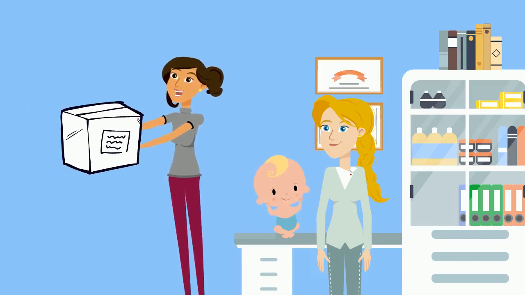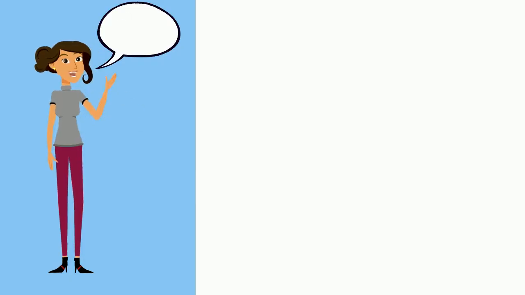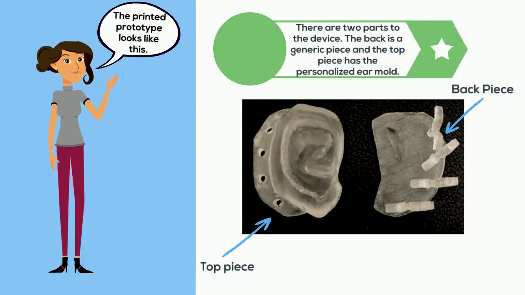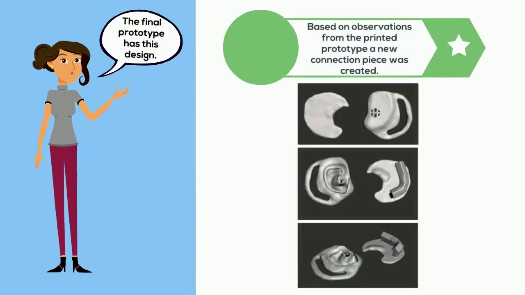When the package arrives, the device is ready to be fitted on the infant's ear. The printed prototype looks like this. There are 2 parts to the device. The back is a generic piece, and the top piece has a personalized ear mold. The final prototype has this design. Based on observations from the printed prototype, a new connection piece was created.